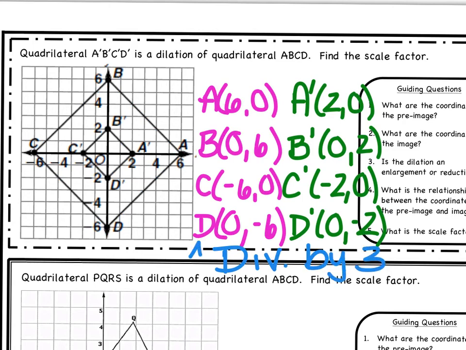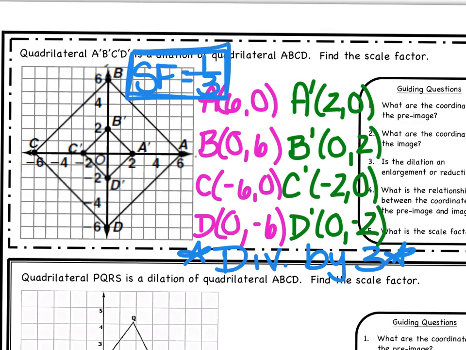Now, what I need to be able to do, once I know that that pattern is dividing by 3, I need to take that and turn it into a scale factor. If I were multiplying by 3, my scale factor would just simply be 3. But because I'm dividing by 3, I write dividing by 3 as the fraction 1/3. So my scale factor for this problem is going to be 1/3 because I'm dividing by 3.